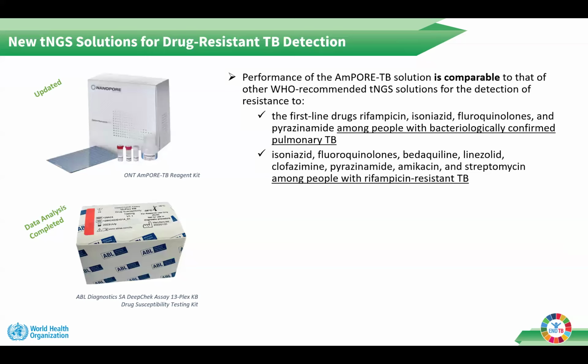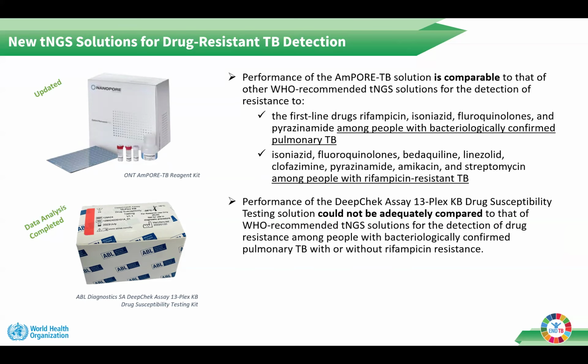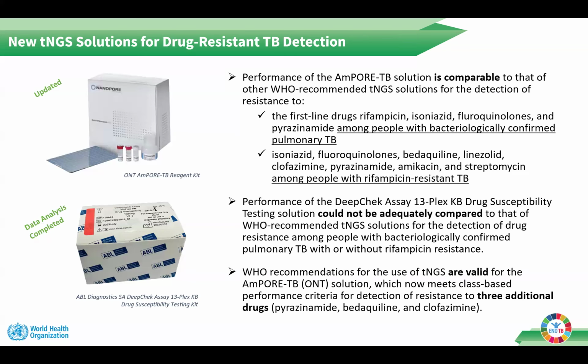Based on these and other findings, the performance of the Ampore TB solution was determined by WHO this year to be comparable to that of other WHO-recommended TNGS solutions for the detection of resistance to the first-line drugs among the bacteriologically confirmed individuals, and isoniazid, fluoroquinolones, bedaquiline, linezolid, clofazimine, pyrazinamide, amikacin, and streptomycin among people with rifampicin-resistant TB. Unfortunately, there was insufficient evidence to compare the Deep Check assay against that of WHO-recommended TNGS solutions, so it could not be adequately compared for a recommendation at this time.